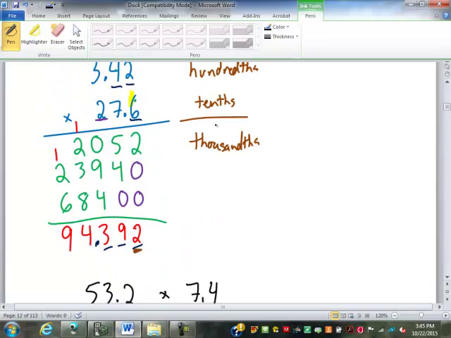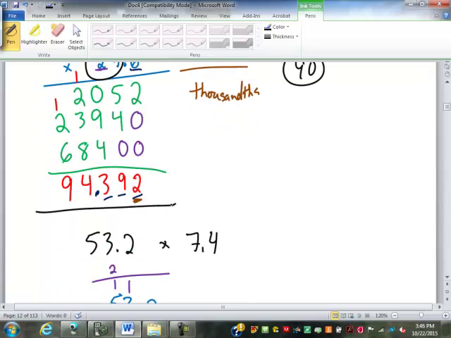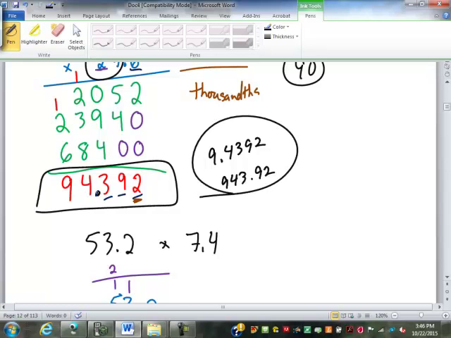Let's go up here once. This is about 3. This is close to 30. 3 times 30 is about how much? 90. So I'm expecting my answer to come out to be close to 90. So in this solution here, it would not make sense to be 9.4, and it would not make sense to be 943. So the only place that decimal point makes sense is between the 4 and the 3.